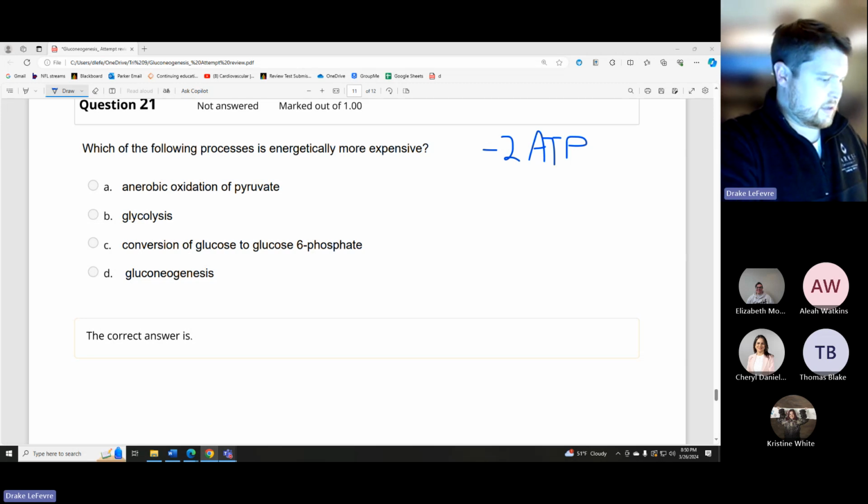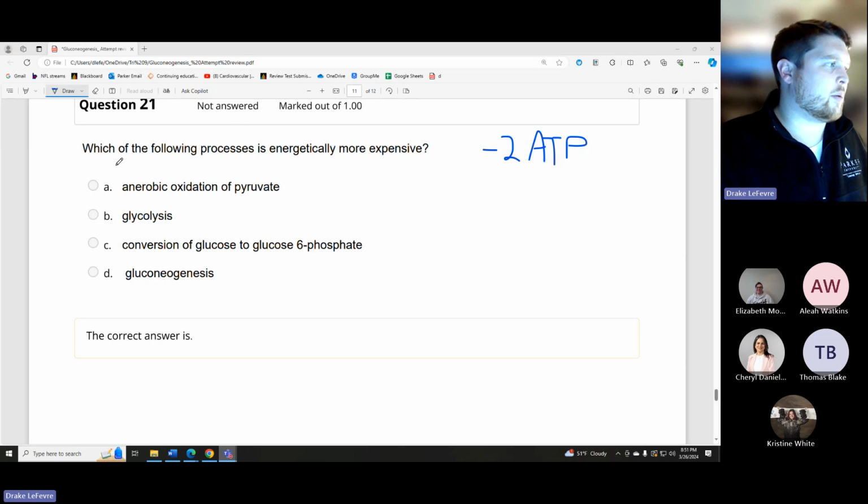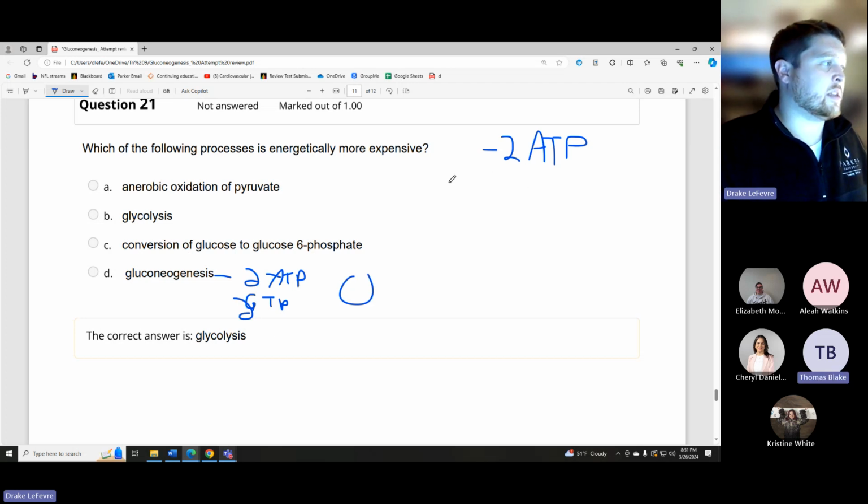This is another one that says he has the answer keyed as glycolysis. However, I would say this is going to be another one that I want to ask him because he has the answer as glycolysis. However, gluconeogenesis uses 2 ATP and 2 GTP and has 0 production of ATP, whereas glycolysis uses 2 ATP but produces 4 ATP, thus netting positive 2 ATP.